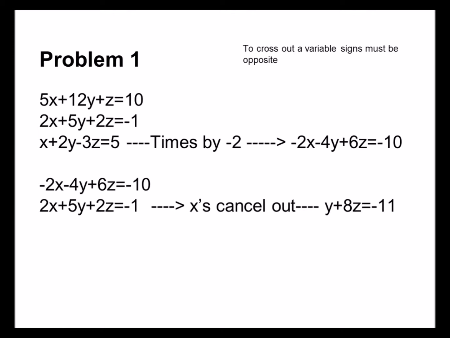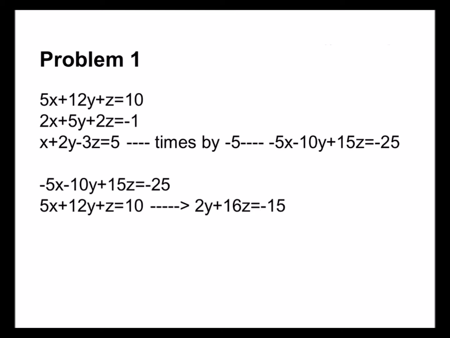So the next thing you're going to do is take the two equations you are working with and put them together so that you can cancel out one of the variables. We decided to cancel out x, so it'll be negative 2x minus 4y plus 6z equals negative 10. And then under that, you can write 2x plus 5y plus 2z equals negative 1. The x's will cancel out, and you'll be left with y plus 8z equals negative 11. So that's your first equation.